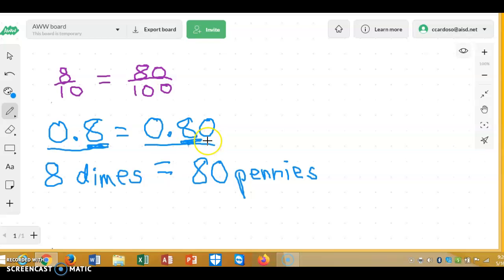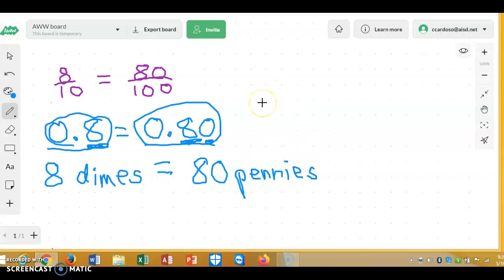Right here is a 0, and you guys know already that I could add 1 zero, 2 zeros, infinity zeros. It doesn't matter. That doesn't change the value. The 8 is still in the same place. So this number, I circled it, 8/10, it's the same thing as 80 hundredths.